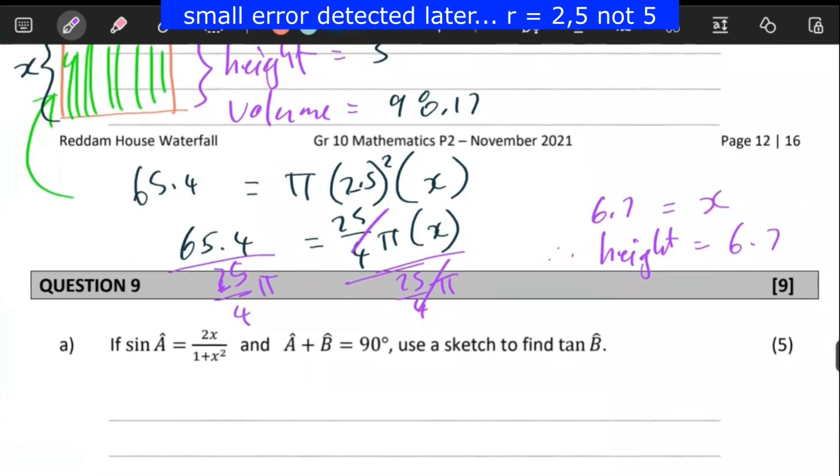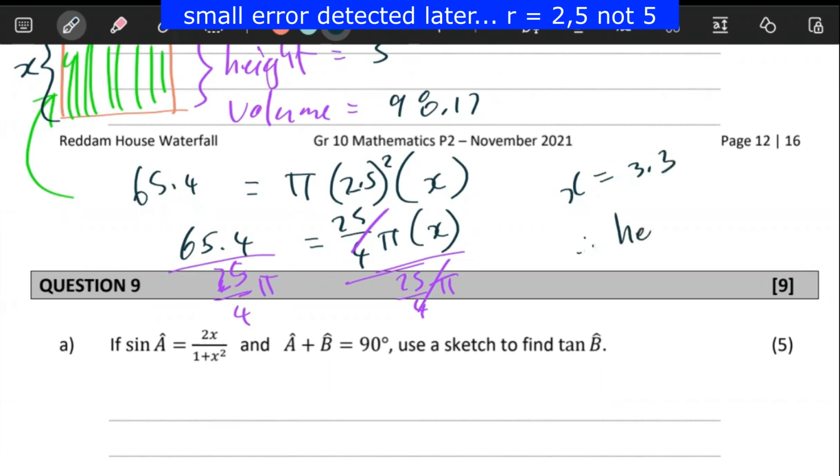You see. Now, what does this give us now? All this considered, funny enough, because we had used double the radius, everything literally just doubled. But the moment we use half the radius, everything also, logically speaking, just halves. So here's 65.4 divided by 25 over 4 pi. Let's see what that gives us. It's going to give us 3.3. X is equal to 3.3. And then you can say therefore height is equal to 3.3.